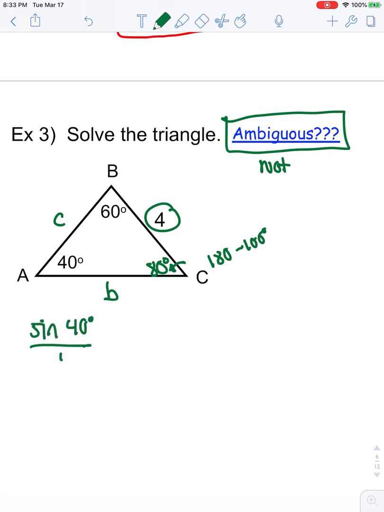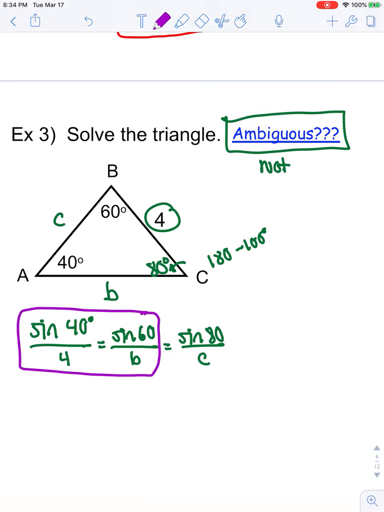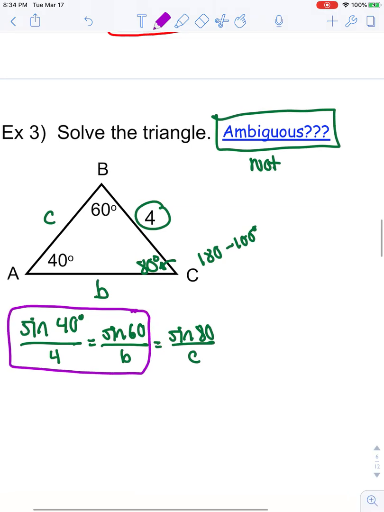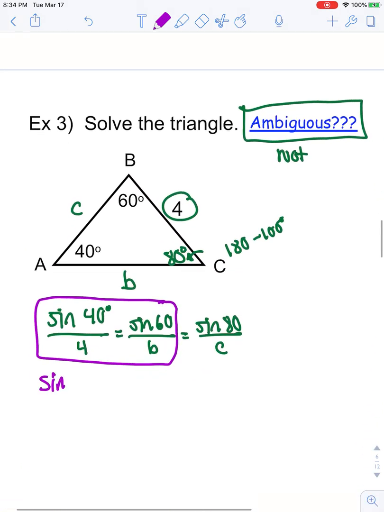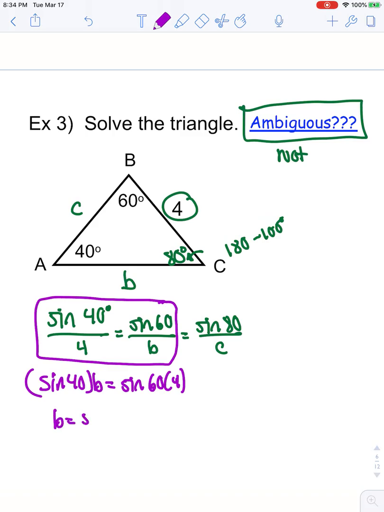I'm going to say the sine of 40 degrees over 4 equals the sine of 60 degrees over B equals the sine of 80 degrees over C. Pick one pair of ratios to solve originally. So if we solve this one, we will get the sine of 40 times B equals the sine of 60 times 4.